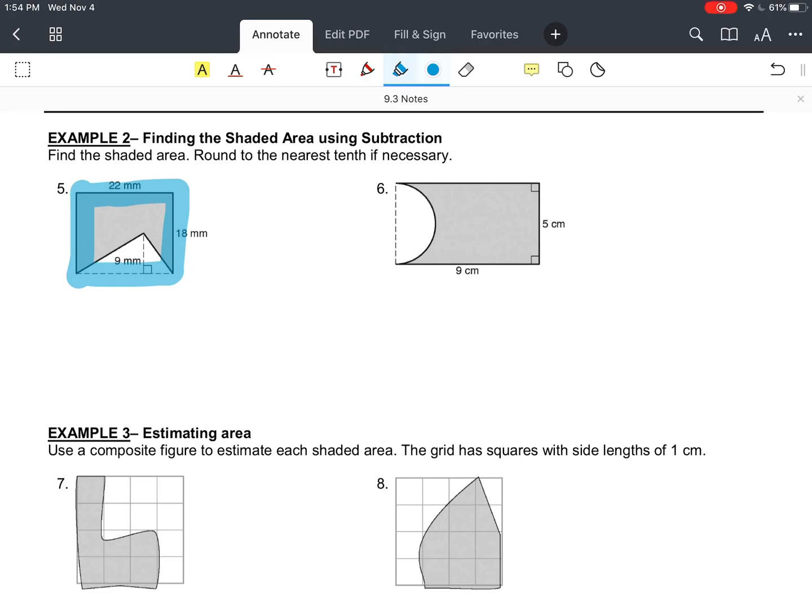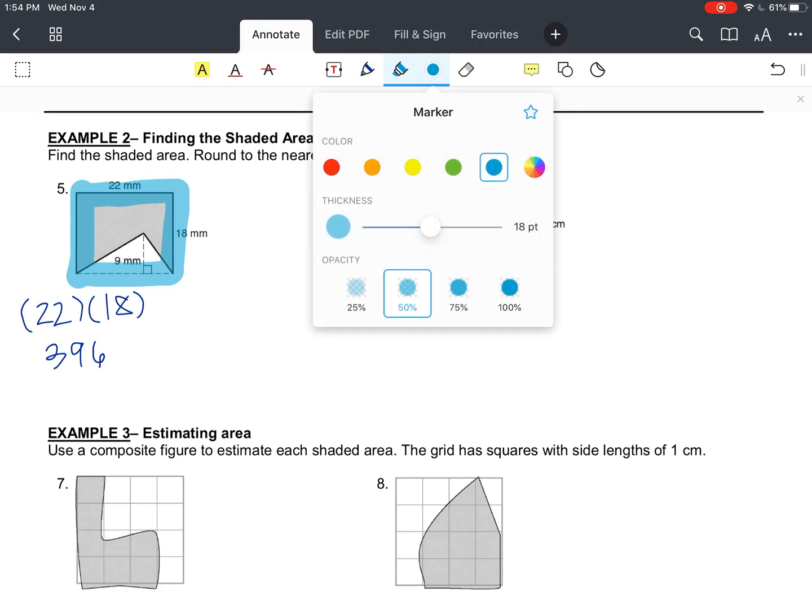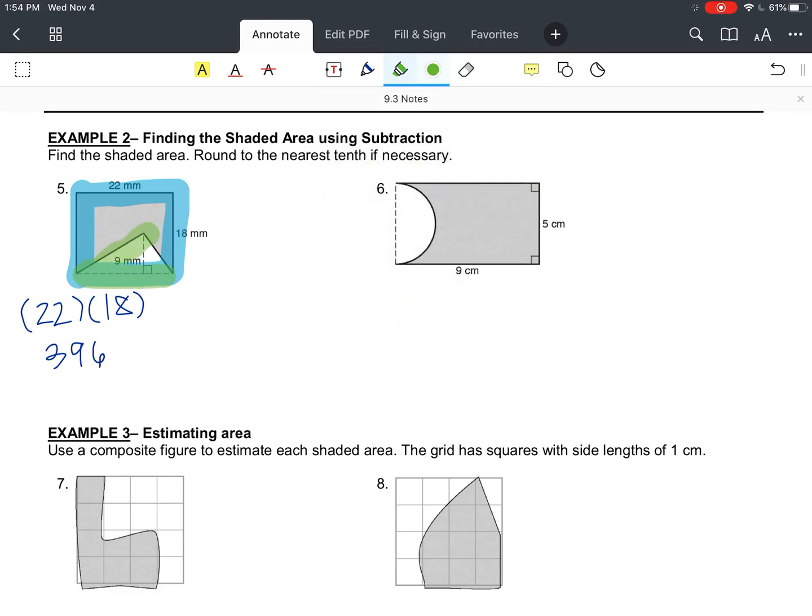So number 5, using subtraction, I have a big rectangle here. So my big rectangle I'm going to find is going to be 22 times 18. So 22 times 18, you get 396.